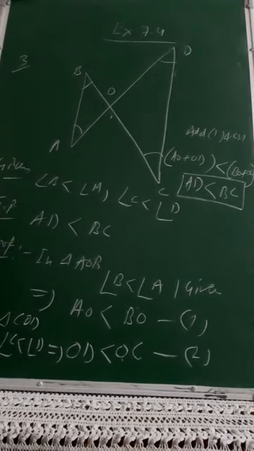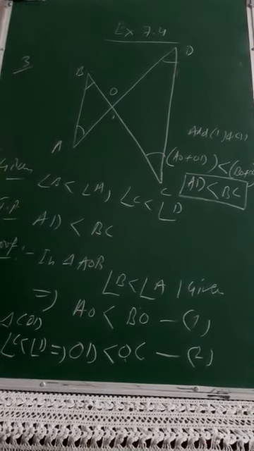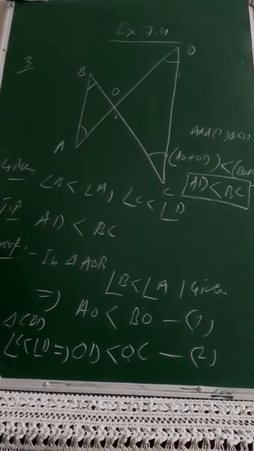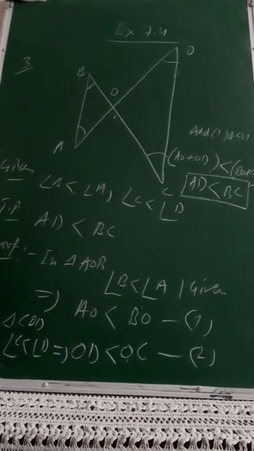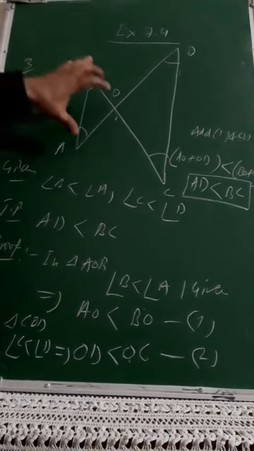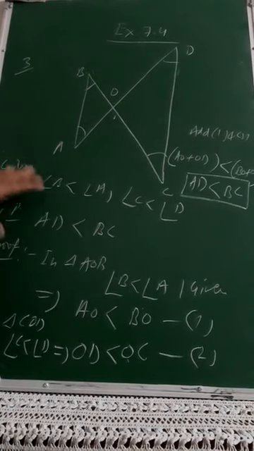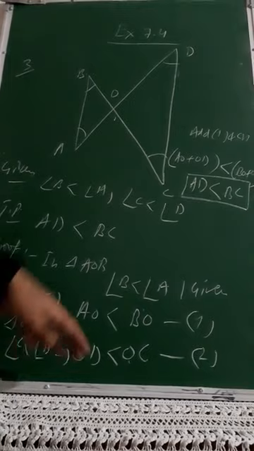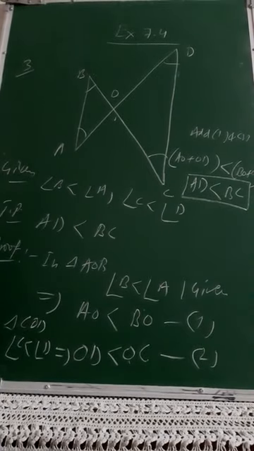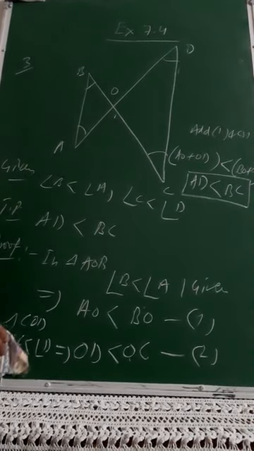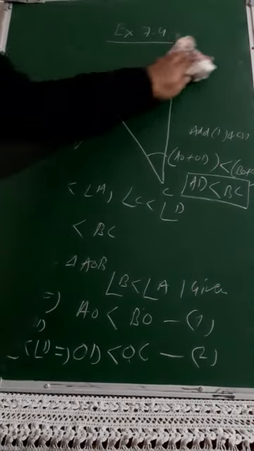So again, a simple application. I need to focus my attention on the key idea I have to follow here: the side opposite to the greater angle is the greater side. So pick the triangles as per the information given to you and then apply that result. You definitely will get the final result you need to prove. So that's all about your question number 3. Now come to question number 4.